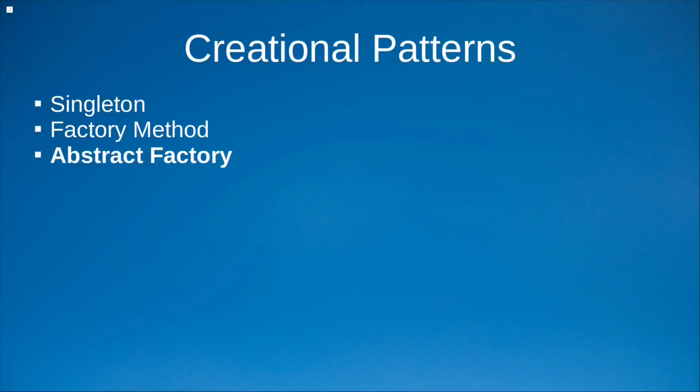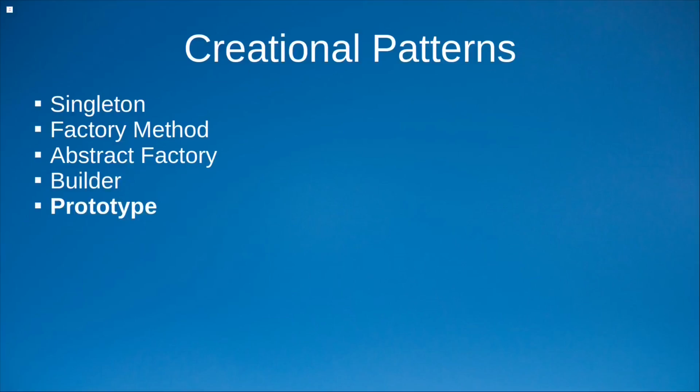Abstract factory provides an interface for creating families of related objects without specifying their concrete implementations. Builder separates complex object construction from representation, enabling flexible configurations through method chaining in C#. Prototype creates new objects by cloning existing ones, utilizing ICloneable and deep copy techniques for duplicating complex objects.